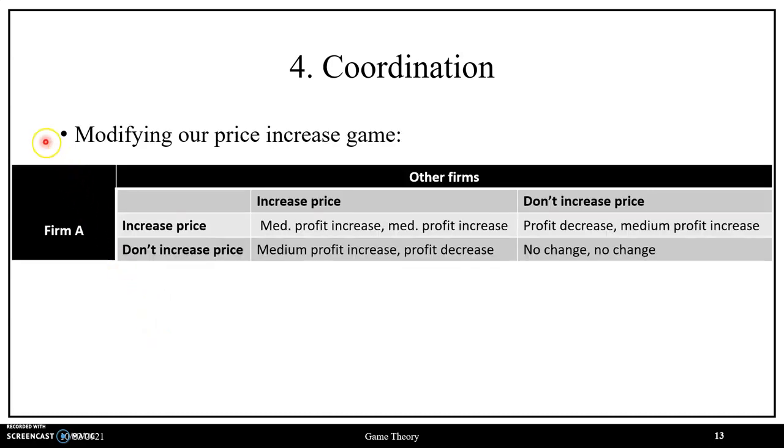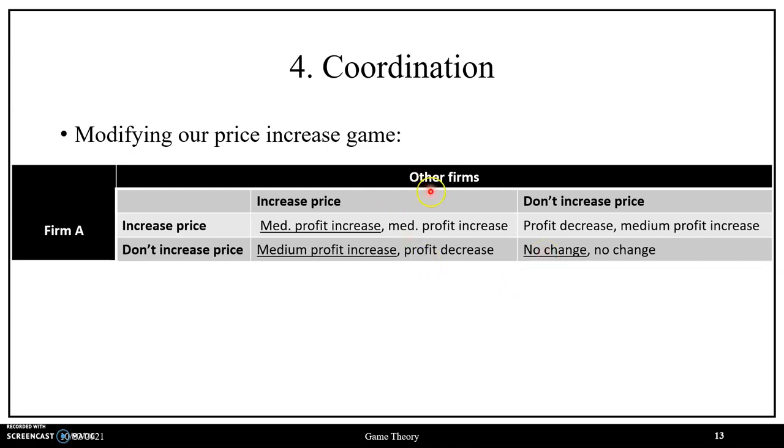Now, by modifying our price increase game, here we have our row player firm A and our column player other firms. Solving for this modified price increase game, if we were to consider what firm A would do based off of other firms' actions. If other firms were to increase their price, they would prefer to increase their price or not increase their price since they both receive the same payout. In regards to other firms not increasing their price, firm A would rather have no change in profits as opposed to a decrease, so they'll select to not increase their price.